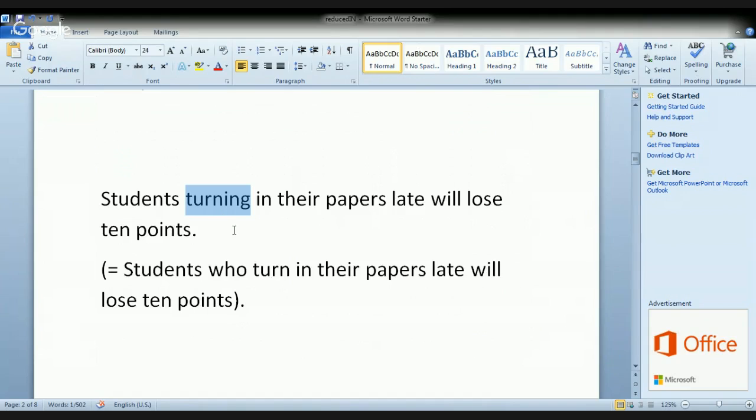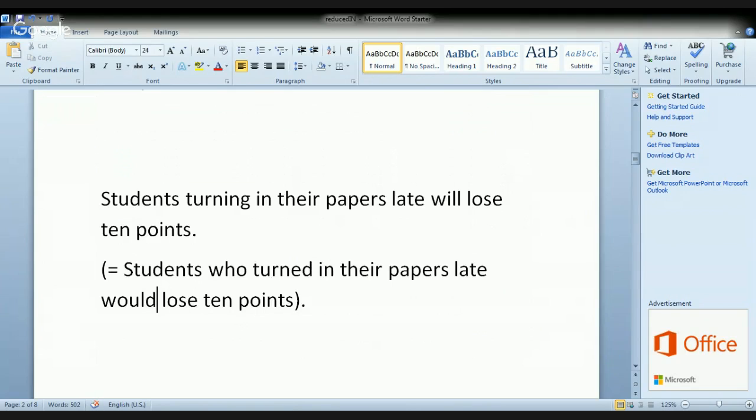Okay, I'm trying to think, what if we do this in the past tense? Let's try this out and see what happens. So students who turned in their papers, okay, so this would have to change to would lose 10 points. If you didn't know this, one of the things that we do is we use will when it's the present tenses with obviously future meaning. And then when we're talking about more of a hypothetical situation, we use would instead of will. Okay, so that's why I had to change that. So students who turned in their papers late would lose 10 points.